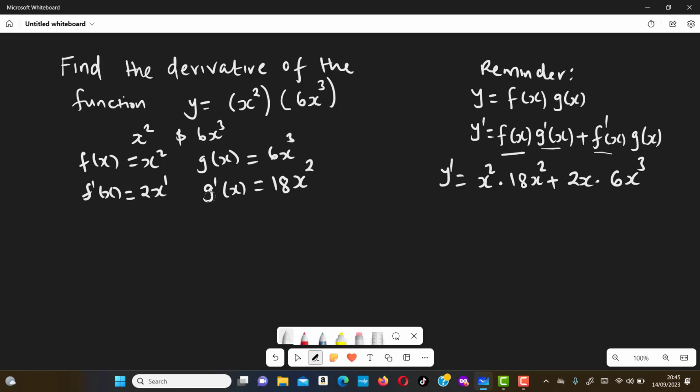Now this is the same as, simplifying further, 18x raised to the power of 4 plus 12x raised to the power of 4. Since these are like terms, this will give us 30x raised to the power of 4.